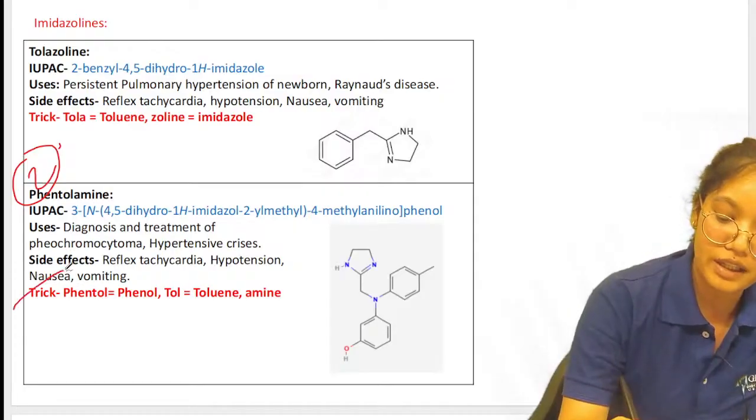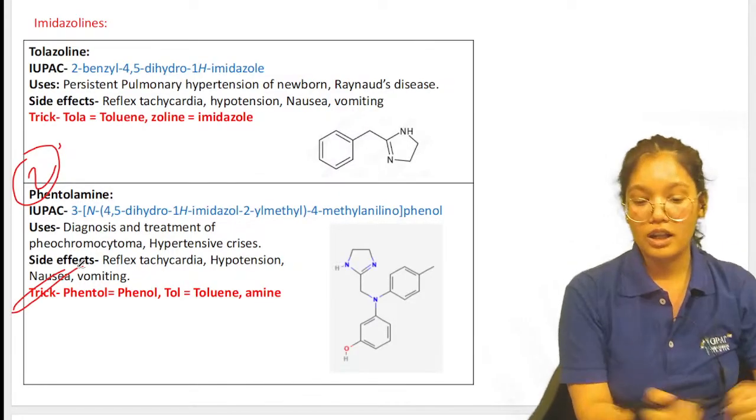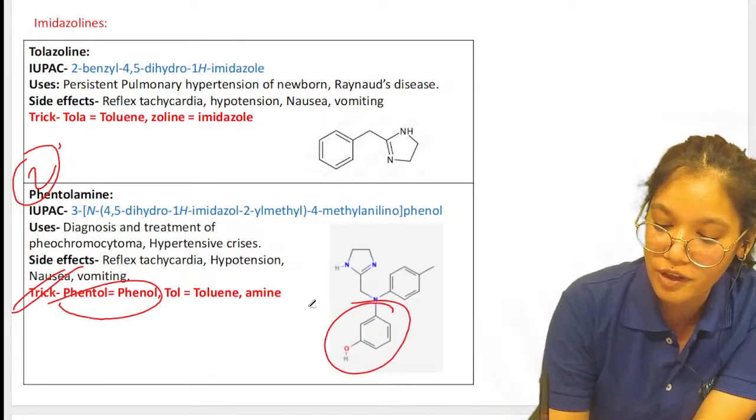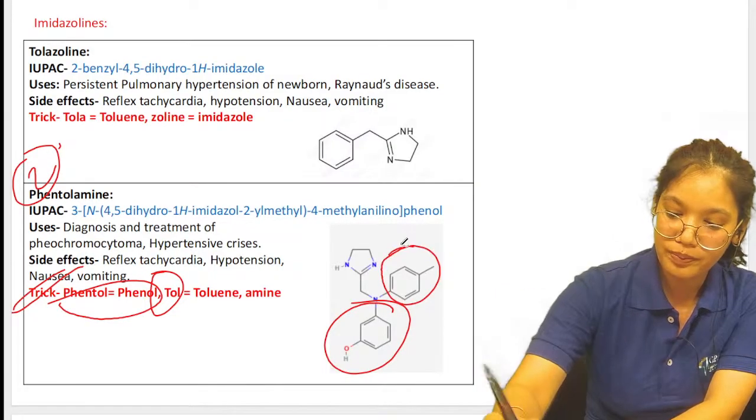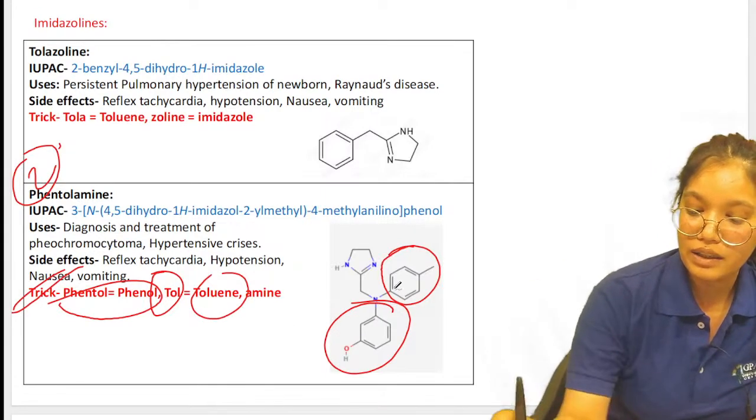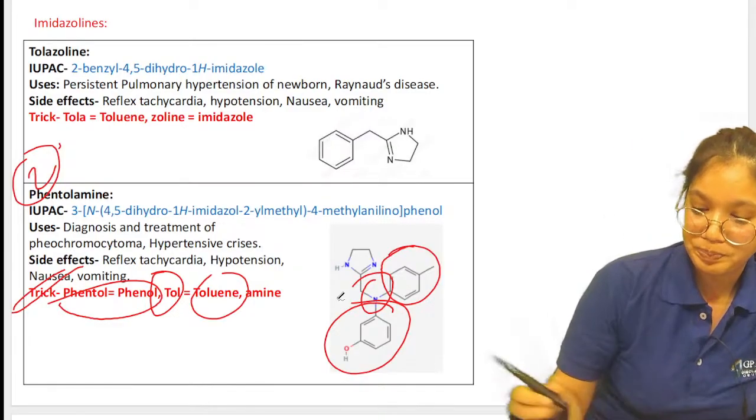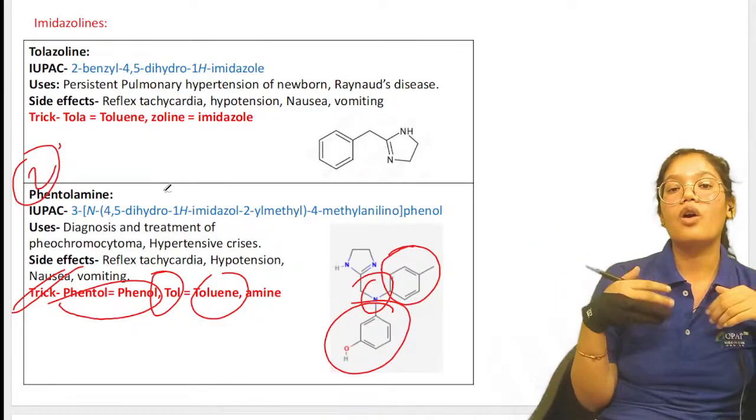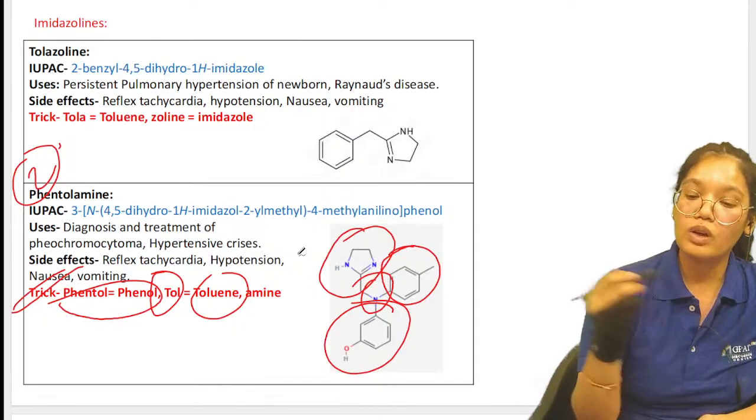Now first we will talk about the trick. Now the trick is that it has a phentol. So from phentol we can say a phenol group. So we have a phenol group here. Then tol, we have a toluene too. Okay, the benzene ring with CH3, that is called toluene, and the amine, so phentolamine. Okay, now as it comes under the class imidazoline, it also contains an imidazoline ring in its structure. Now here is the imidazoline ring.